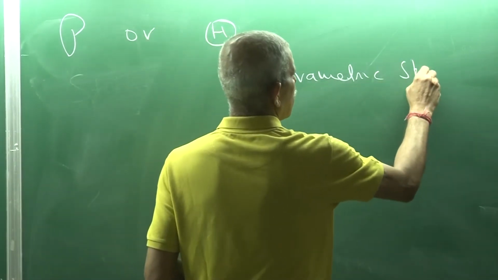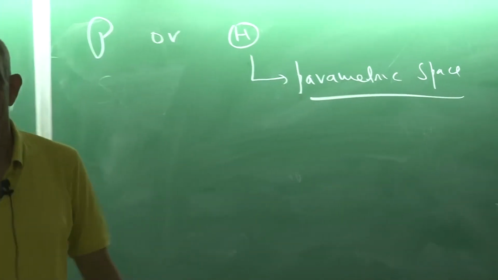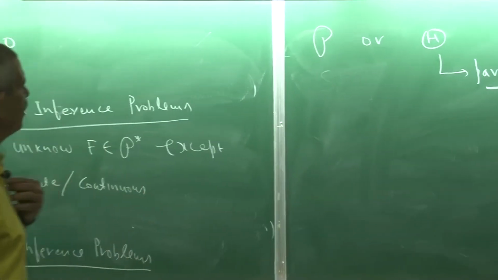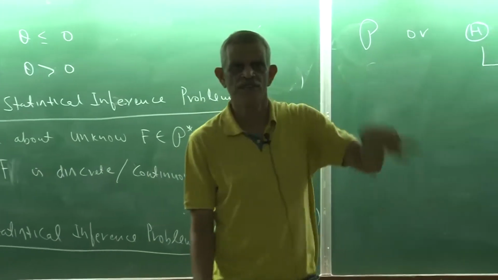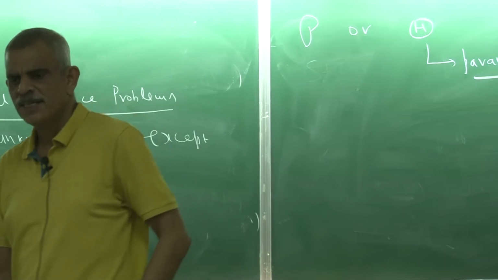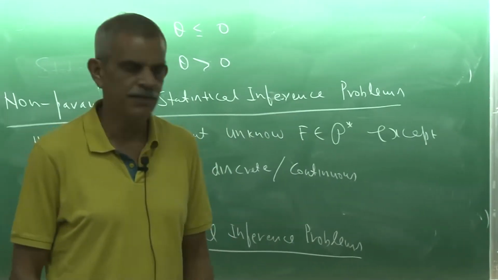Now, the name parametric comes from parametric statistical inference problems. In non-parametric inference problems, I'll have a family of distributions, because there the distribution function is not characterized by any parameter.